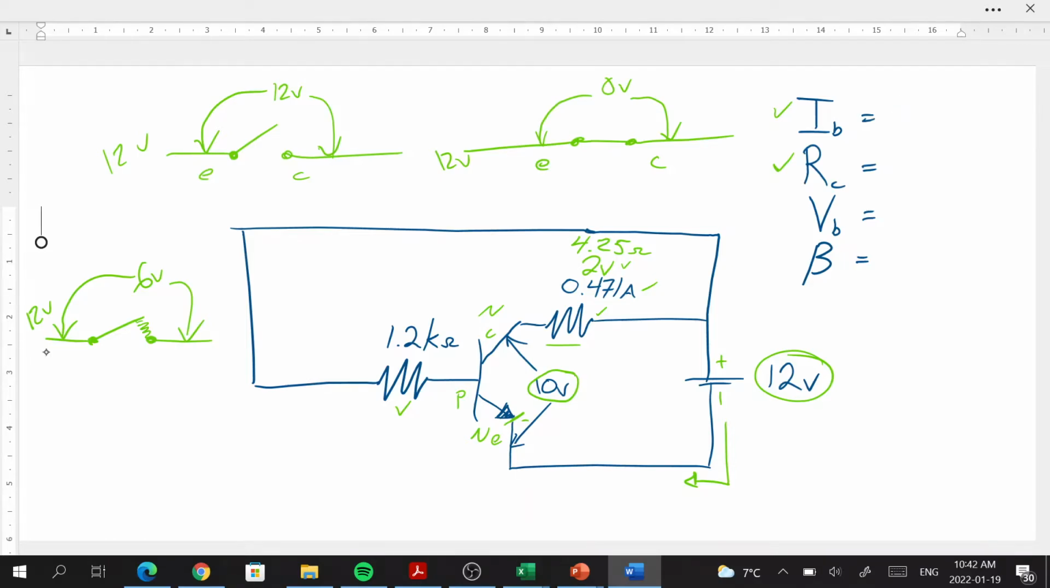Oh, I'm sorry. This is for this one here. So we know that the resistor value is 4.25 ohms across the collector. Okay. Now, another thing we can assume here with our transistor: whenever a transistor is activated, we know that there is going to be a 0.7 volt drop across our emitter and our base.